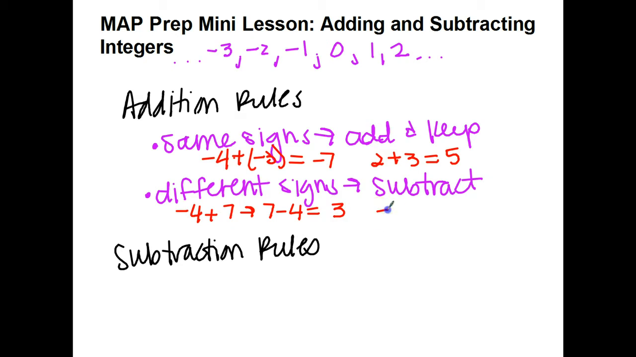Other example would be -10 plus 4. So signs are different. I have a negative and a positive, so I'm going to subtract big minus small. 10 minus 4 is 6. Keep the sign of the bigger number, which is 10, and that has a negative sign in front of it, so I'm going to have my answer have a negative sign as well.